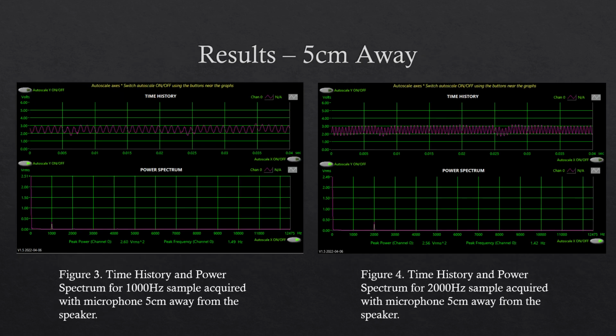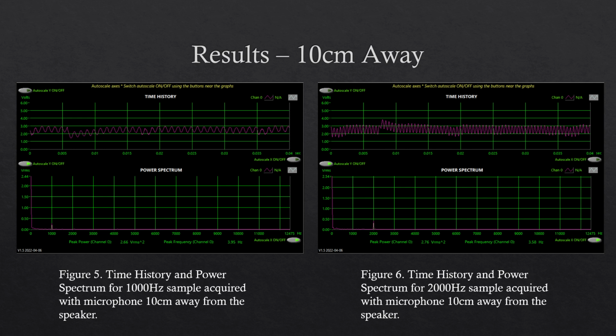Figures 3 and 4 contain the raw data recorded by the DAQ during the individual experiment when the microphone was held 5 centimeters away from the speaker. Figure 3 depicts the time history and power spectrum for a 1000 Hz sine signal, while Figure 4 depicts the same for a 2000 Hz signal. For both figures, an amplitude of about 2.5 VRMS is observed at 0 Hz. This is always present for data acquired with a microphone and will be ignored.